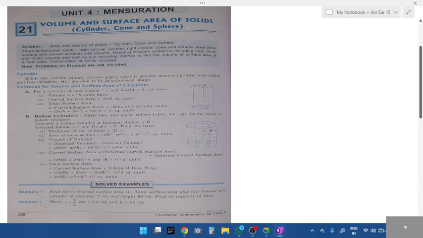Look here, volume and surface area of solids. All of you can see the screen, right? Am I audible? Shall we start? Fine. Last thing, look here, volume and surface area of solids.